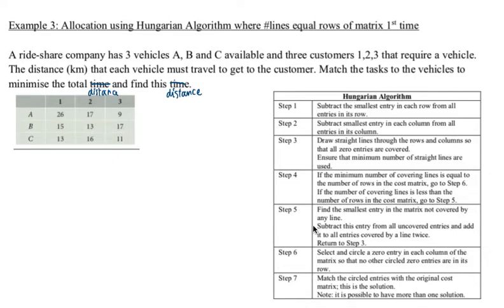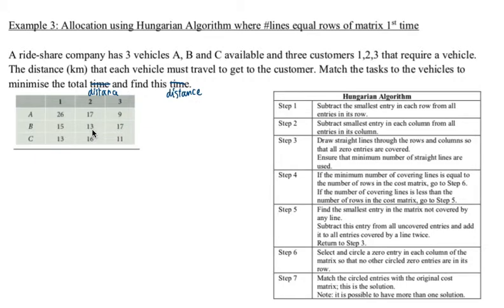So off we go. Let's look at the context of the question. We've got a rideshare company. They have three vehicles, A, B, and C, available, and three customers, 1, 2, and 3. They've all asked for a vehicle. Now A is 26 kilometers from customer 1. A is 17 kilometers away from customer 2, etc. This table here shows how far away every taxi is to every customer. Now, what we need to do is to match the tasks of the vehicles to minimize the total distance and find this distance in total.